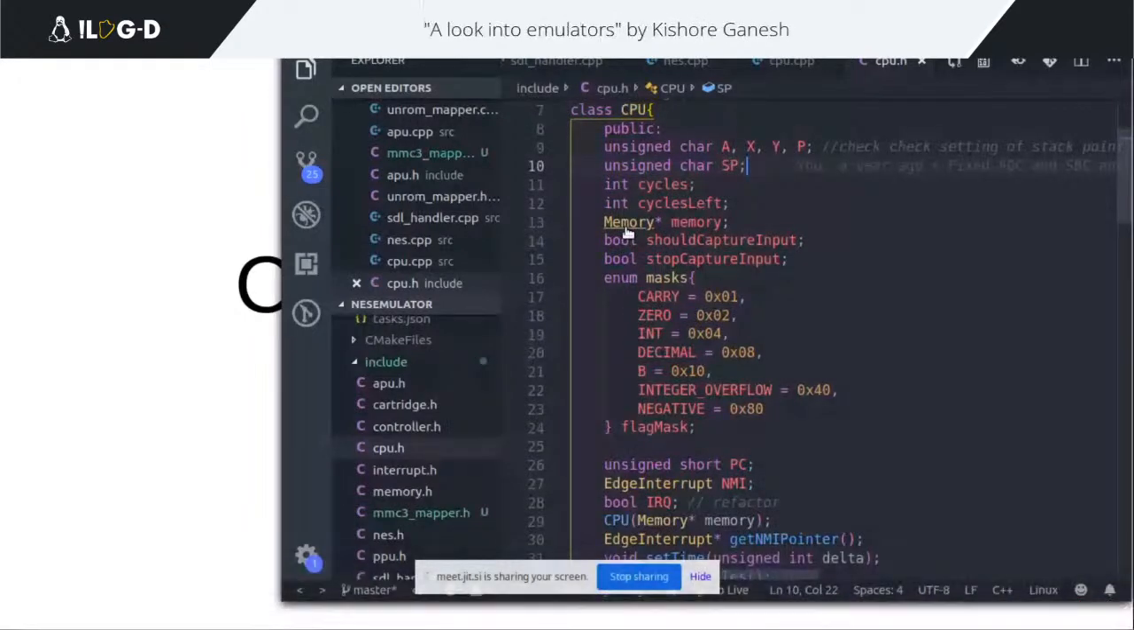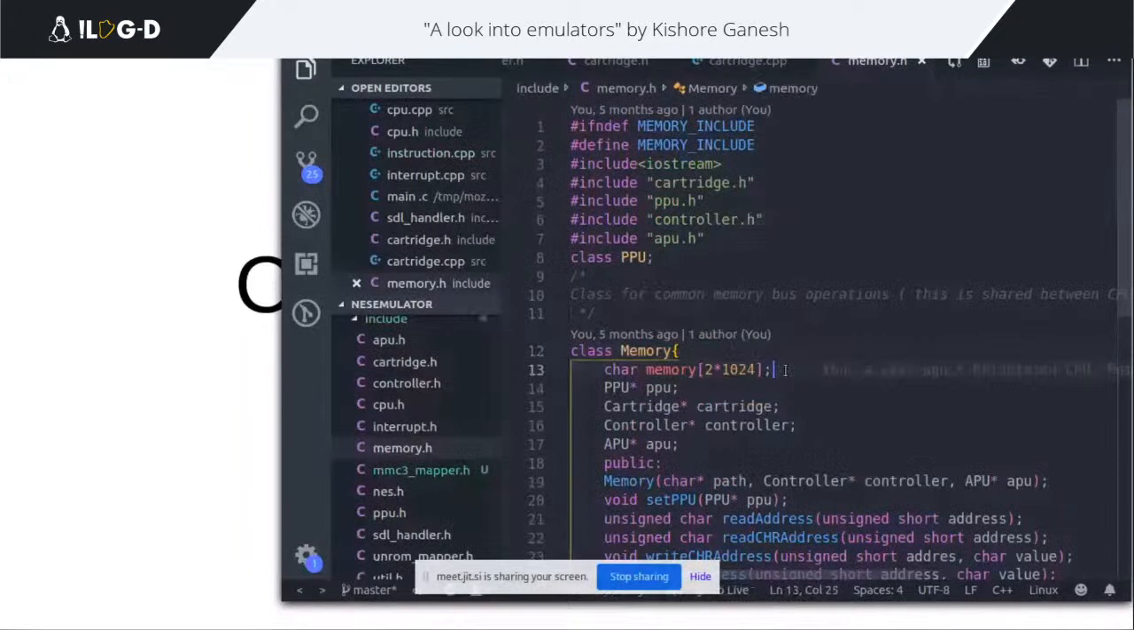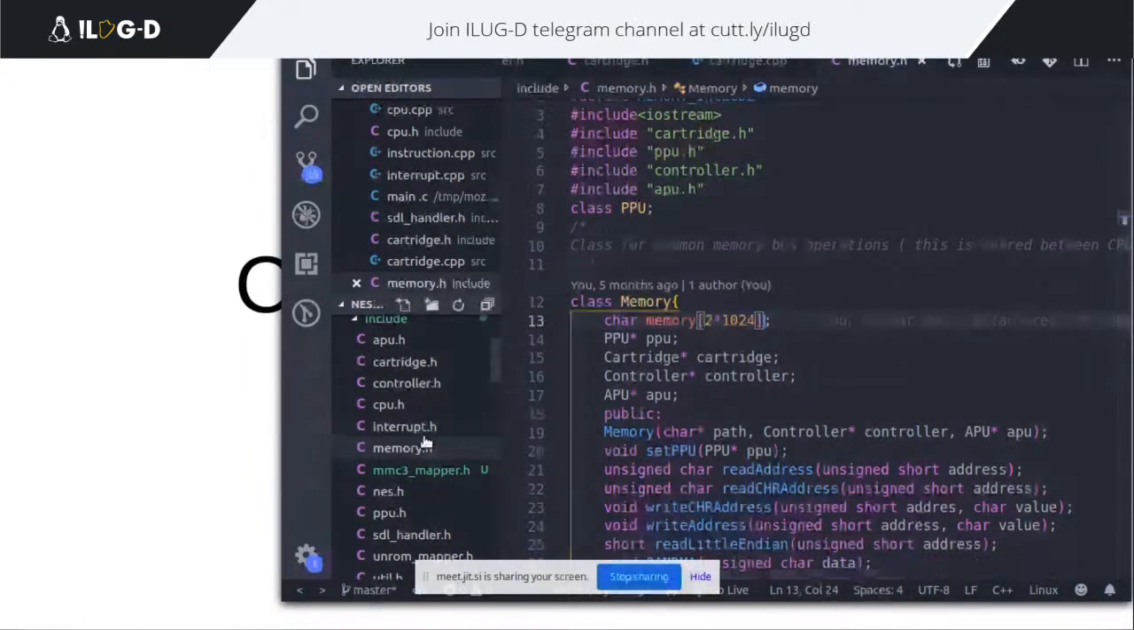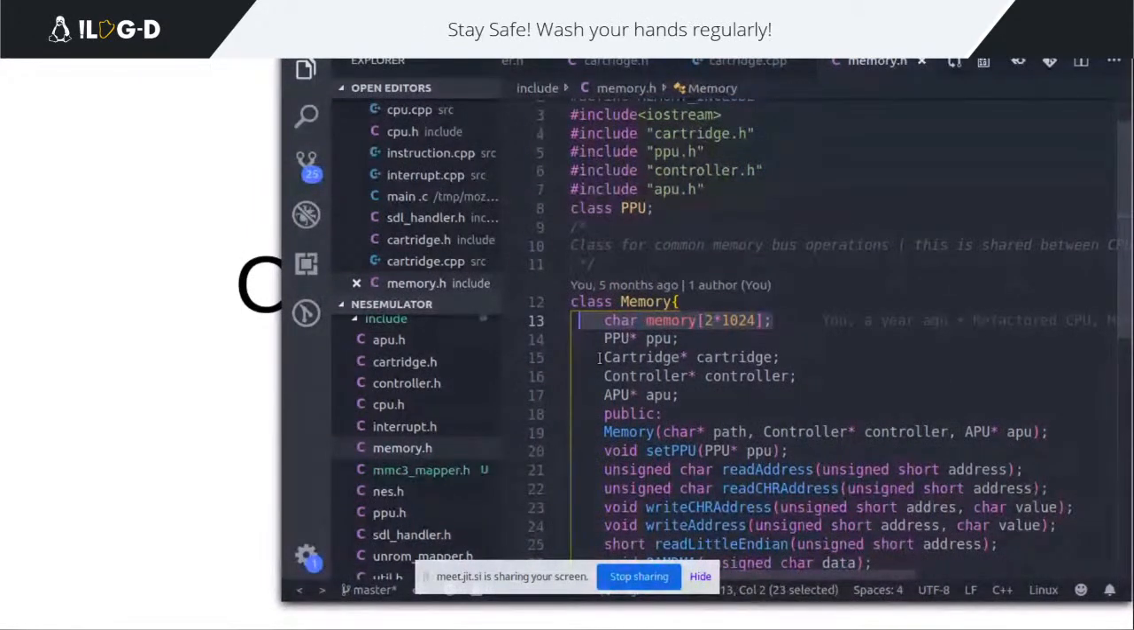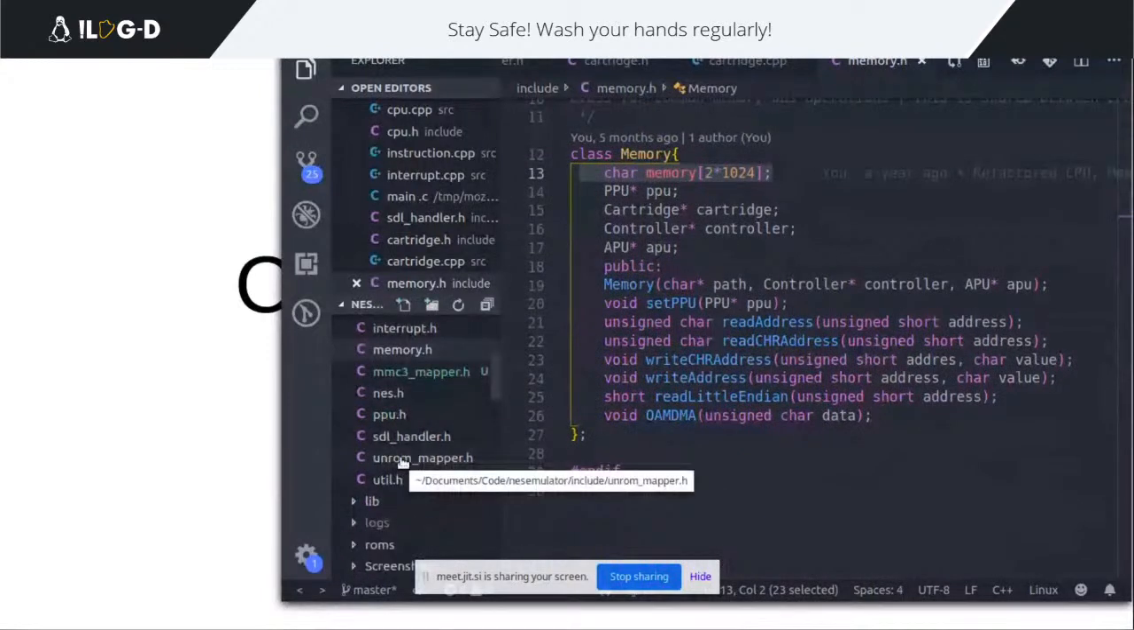So you might wonder how memory is actually being implemented, and memory is just an array. Right. So if you have 2 kilobytes of RAM, you allocate 2 into 1024 bytes, in an array of char, which again is 1 byte, so you have 2048 bytes of RAM. Right. And so this is a way you're actually implementing some of the hardware characteristics of the original system.